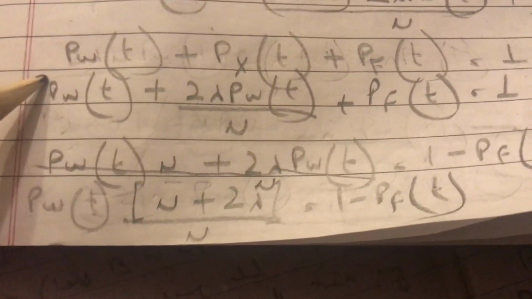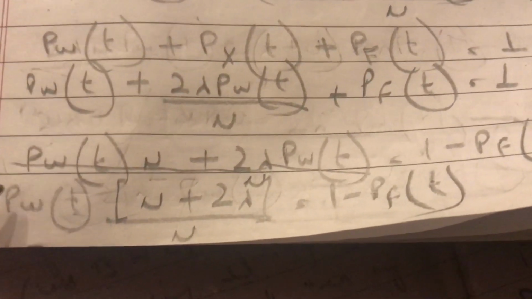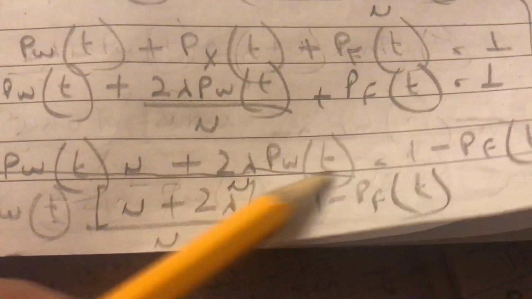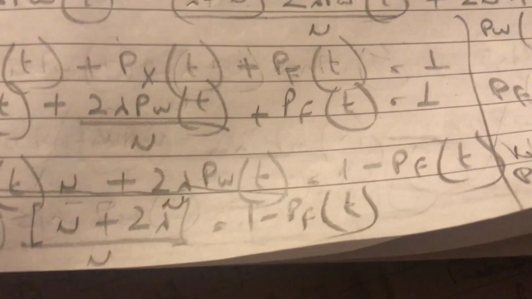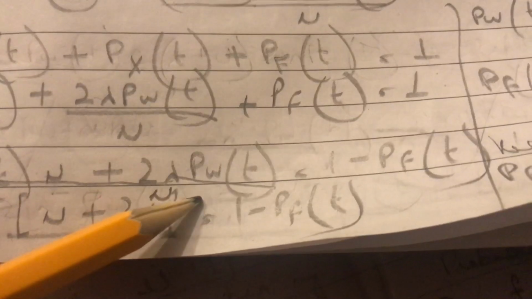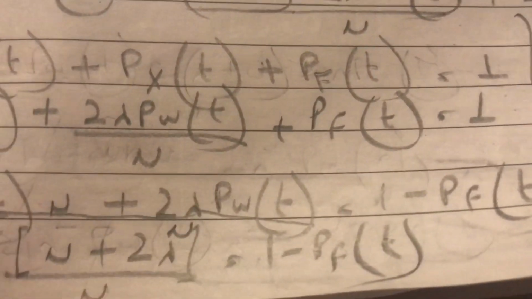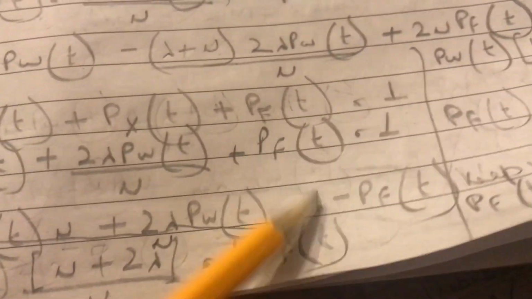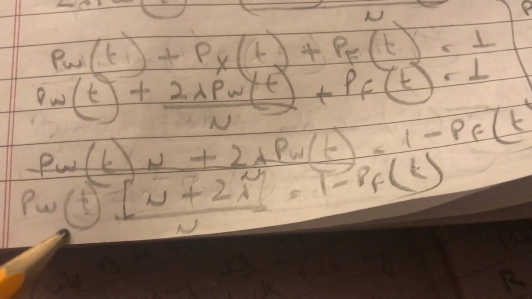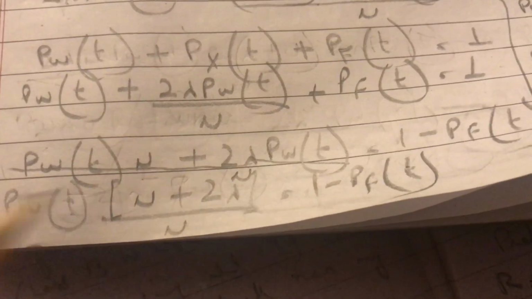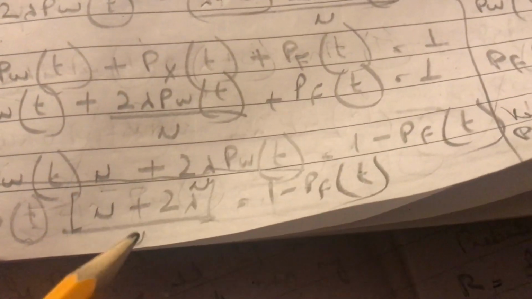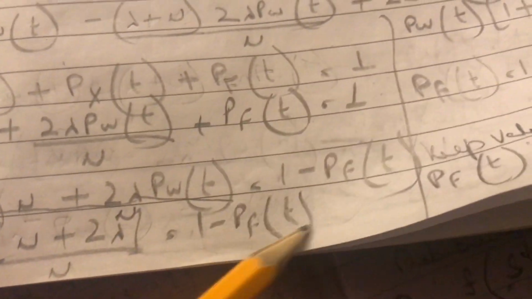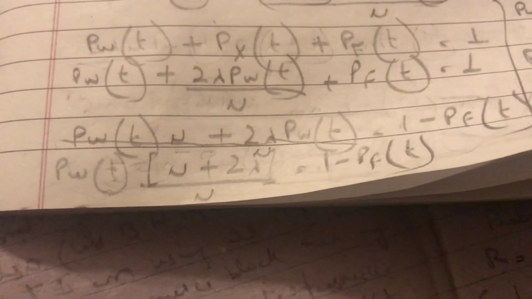It's just that this mu goes there, this is the LCM thing only, and the rest remains the same. I hadn't kept this mu over here, it was gone, so I was just correcting this thing. Now mu remains the same, the rest remains the same, and you can see pw of t is common here, so it comes out, and what remains is mu plus 2 lambda over mu, and the rest remains the same.